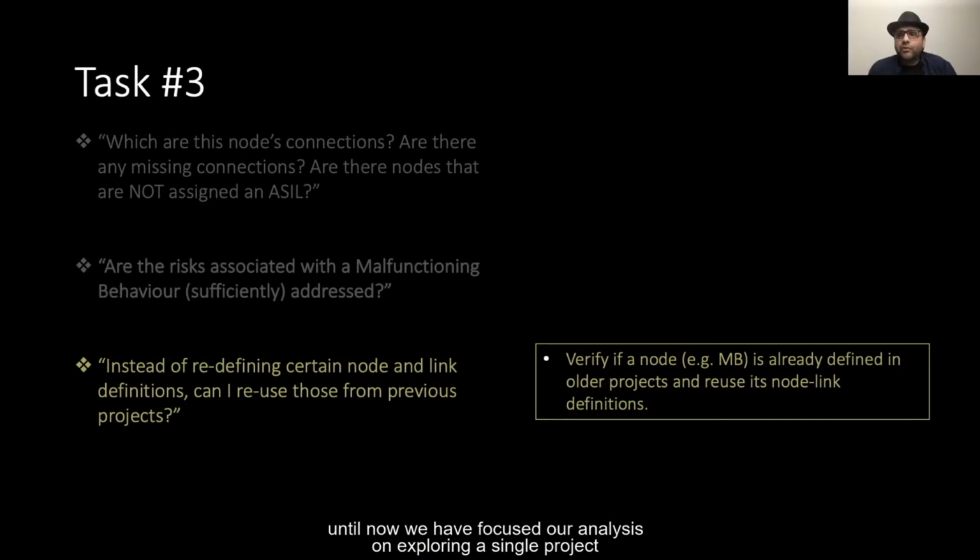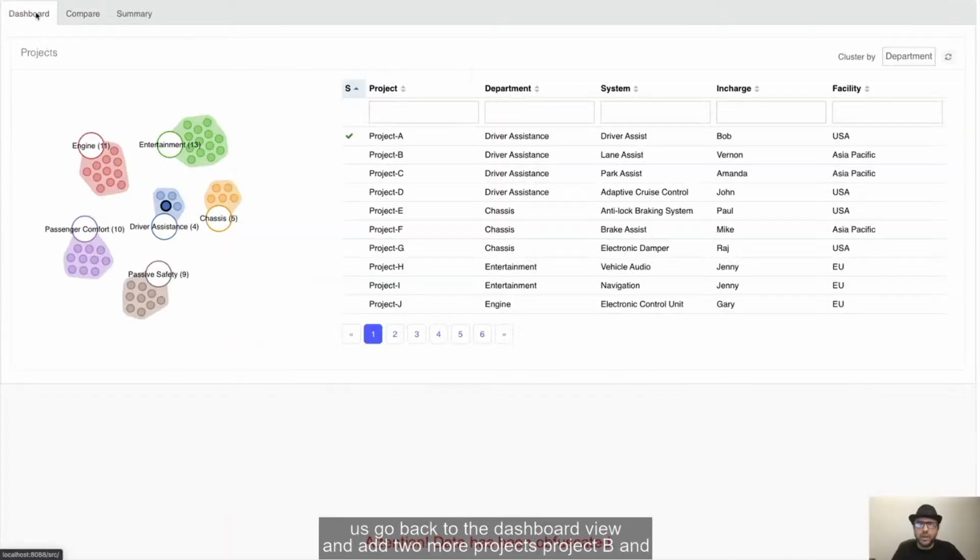Until now, we have focused our analysis on exploring a single project. Safety lens also supports comparative analysis among multiple projects. So let us compare multiple functional safety projects and find a project with a node, for example, a malfunctioning behavior, that can be reused in another project. To illustrate this, let us go back to the dashboard view and add two more projects, Project B and Project C.